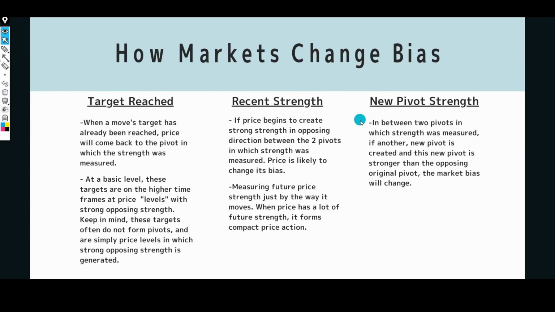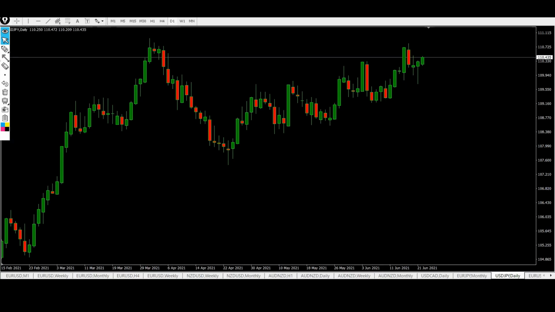Okay, so another way that markets change its bias is through new pivot strength. So in between two pivots in which strength was measured, if another new pivot is created and this new pivot is stronger than the opposing original pivot, the market bias will change. All right. So we'll be using this daily chart right here for this example.